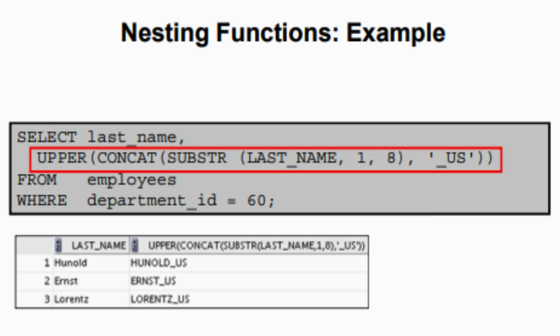The evaluation of the SQL statement involves 3 steps. 1. The inner function retrieves the first 8 characters of the last name. Result 1 equals substr(last_name, 1, 8). 2. The outer function concatenates the result with _US. Result 2 equals concat(result 1, '_US'). 3. The outermost function converts the results to uppercase. The entire expression becomes the column heading because no column alias was given.